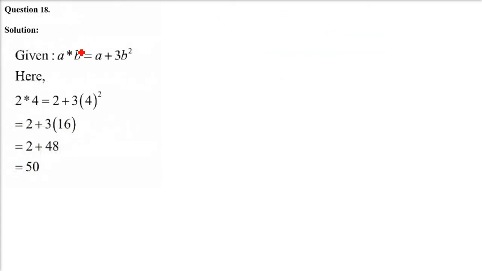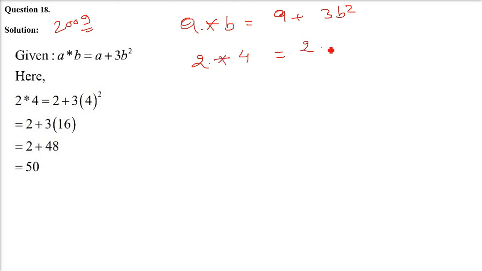Next one is saying, let star be a binary operation defined by A star B equals 3A plus 4B minus 2. No, it's A star B is A plus 3B square. I'm taking the next question here because it is CBSE 2009. So the question is A star B is A plus 3B square. We have to find out 2 star 4. So just put A as 2, B as 4. So 2 plus 3 into 4 square, which is 16. 16 into 3 is 48. 48 plus 2 is 50.